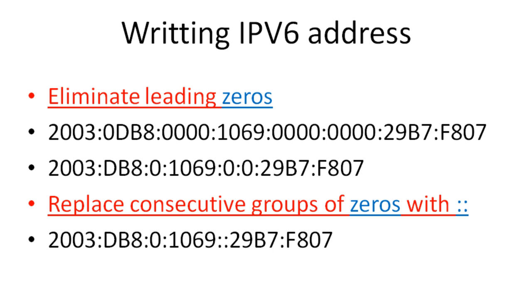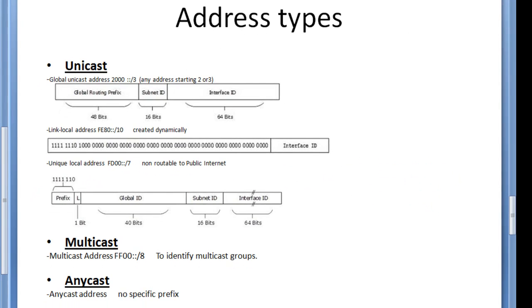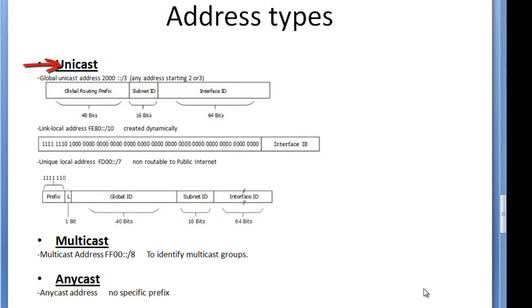So now let's take a look at the address types. With IPv6, we have three address types: unicast address, multicast address, and anycast address. You may ask the question, where is the broadcast address type? There is no broadcast address in IPv6. So you have to keep that in mind. We only have multicast, and this multicast can be used like broadcast too.